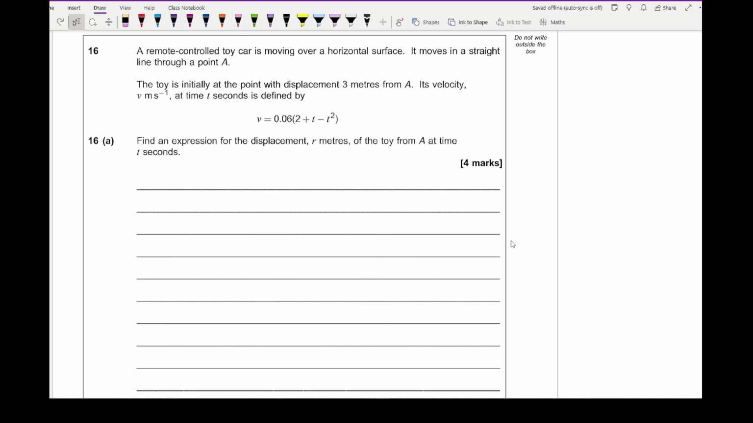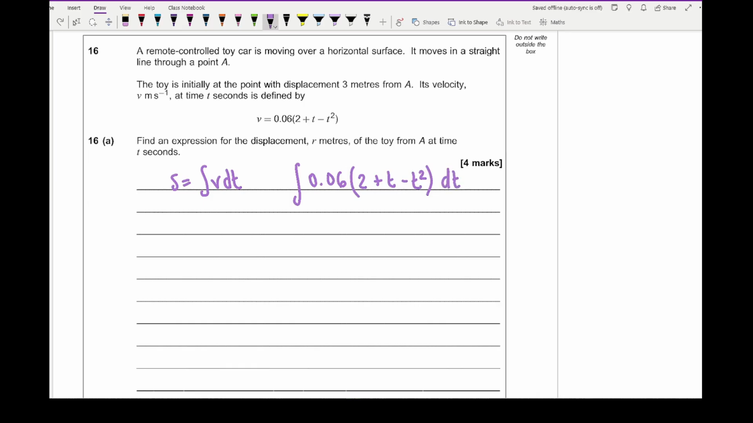So we have got velocity, which is going to be a variable acceleration topic question, so that involves differentiation and integration. We want to go from velocity to displacement. So in order to do that, we are going to integrate the velocity with respect to time to get the displacement. So we need to integrate 0.06 lots of 2 plus t minus t squared with respect to t.